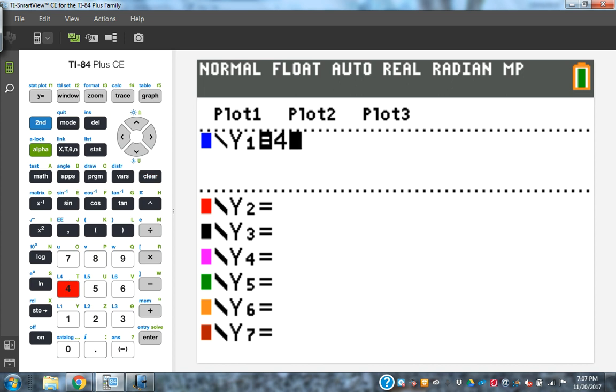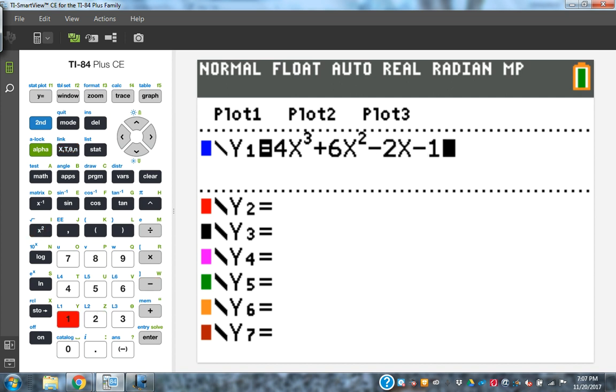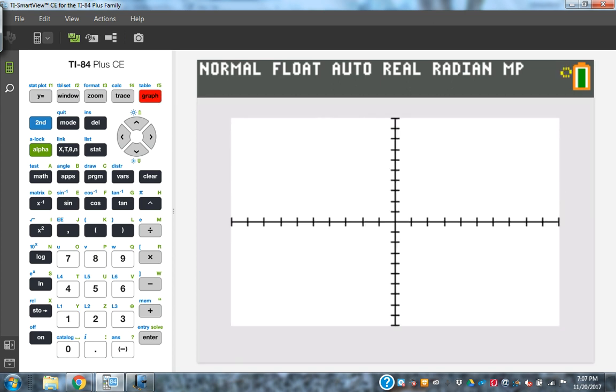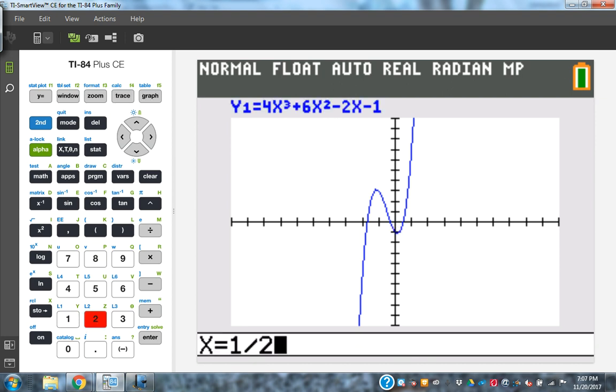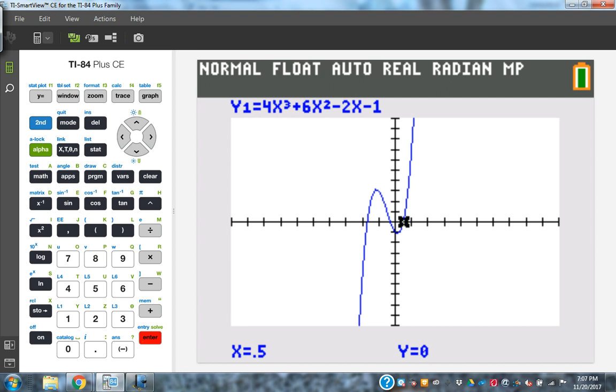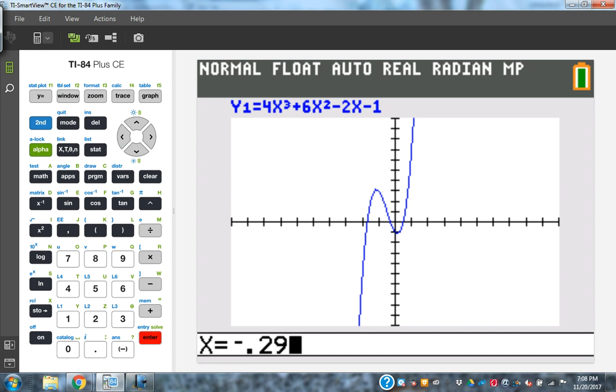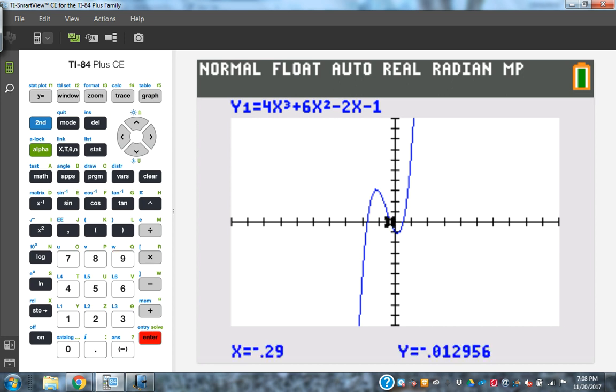4x to the third plus 6x squared minus 2x minus 1. Graph. I'm going to check those. I'm going to hit trace and do 1/2. That's that spot right there. That's a 0. Okay. If I check the negative 0.29, that's that spot right there.